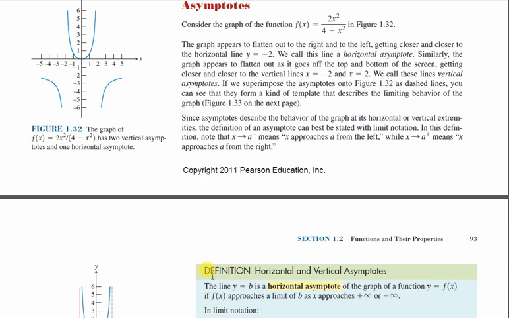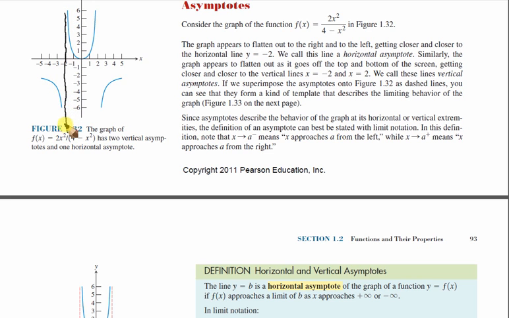Asymptotes occur when a graph approaches a certain value, but never actually gets to that value. So for example, right here on this graph, you can see that the graph approaches -2, but it never actually gets to -2. So we have what is called an asymptote right here at -2. It approaches -2, never actually gets there.